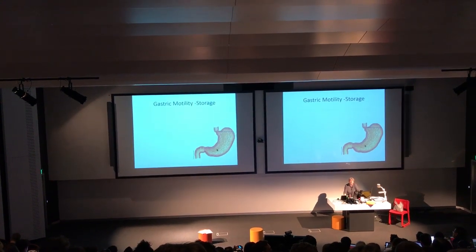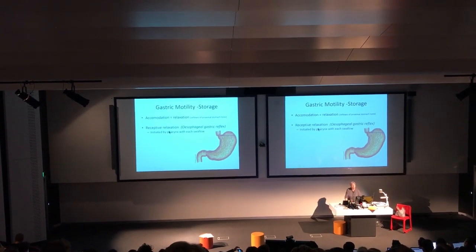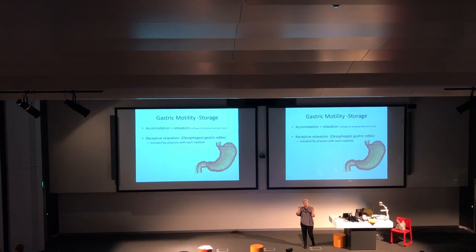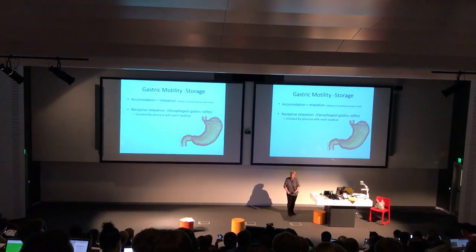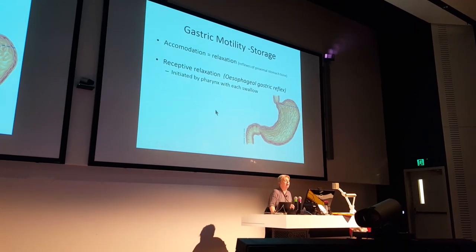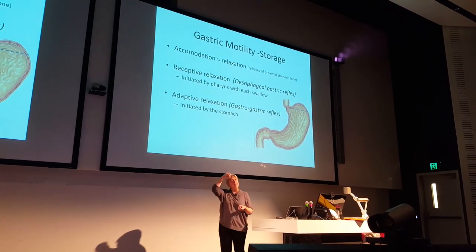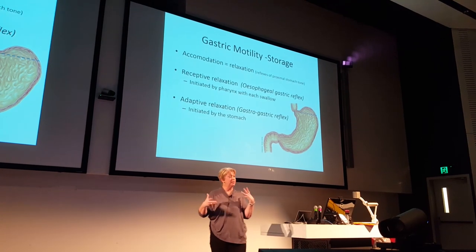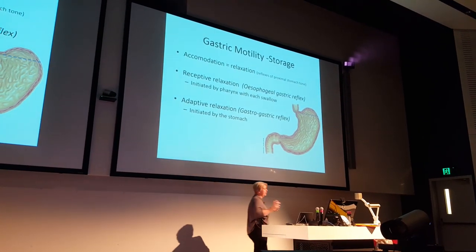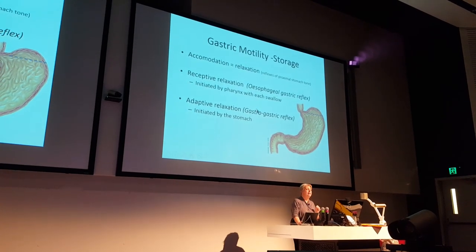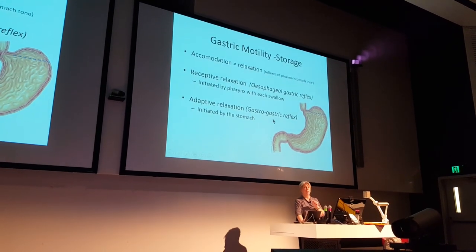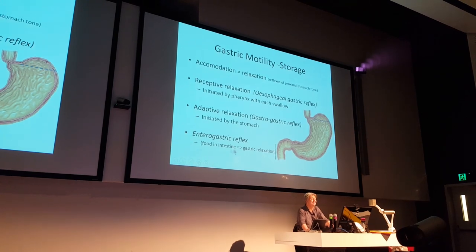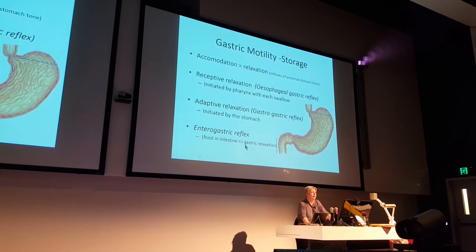There's a few reflexes here that are important. The first one is receptive relaxation. That's when we're preparing to receive the food. So that reflex is initiated in the esophagus before it gets to the stomach, initiated at the pharynx. Adaptive relaxation is when the food hits the stomach, and now the stomach accommodates and relaxes some more because it's got a better idea of how much food is actually in the stomach. So a gastric reflex, stimulation in the stomach and the response within the stomach. And finally, the enterogastric reflex. When the food moves into the intestines, then we will have an effect in the stomach.